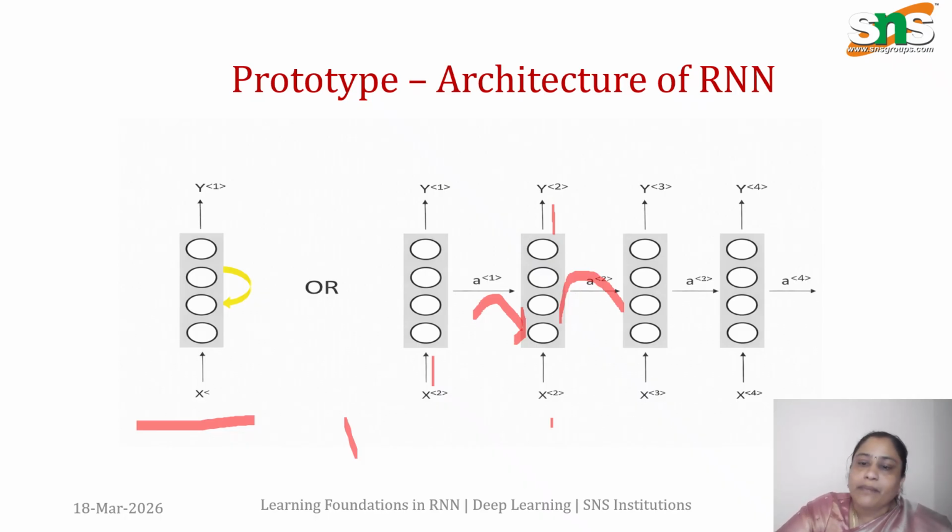For example, it may be sentiment analysis. So if we take "the movie is good", the final output would be a positive sentiment. So this is the architecture of the RNN, or the working style of the RNN.